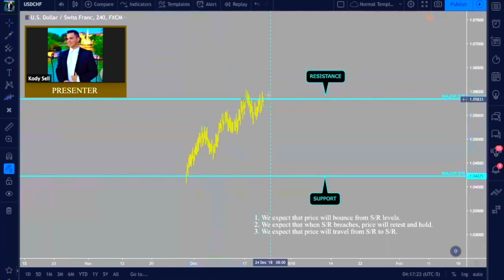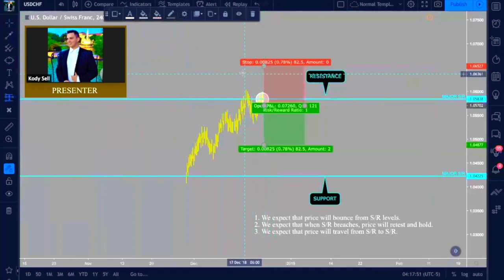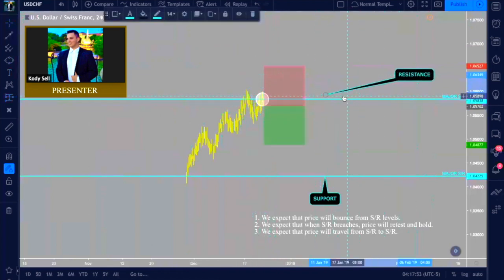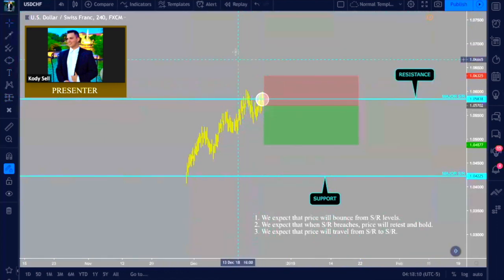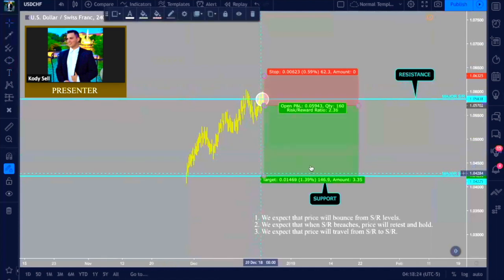And we see that price is currently holding underneath a major resistance. So we are right here in the market. What is the logical trade to take at this time based on what you know about support and resistance? If you said sell trade, you would be correct. We are sitting up here at a major resistance. We expect, let me go ahead and move this over here so that it's not in our way, we expect that price will bounce from this resistance, that this resistance will hold price, and that price will travel where? Price will travel down here to our support.